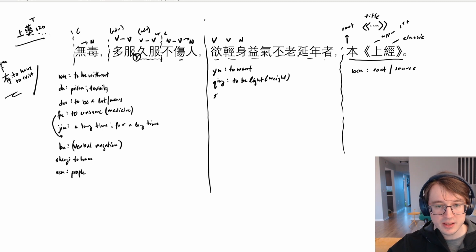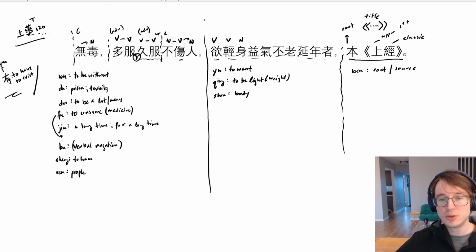That object, shen, is body. To understand how a stative verb can take an object, you turn it into a method by which the object becomes like the stative verb. So in this case, to be light becomes to lighten in terms of weight, to lighten the body. So these are actually connected. Then we have yi, to benefit.